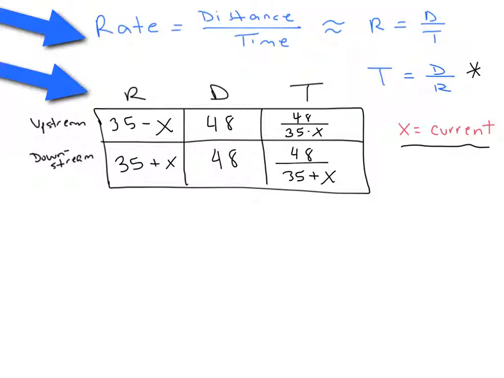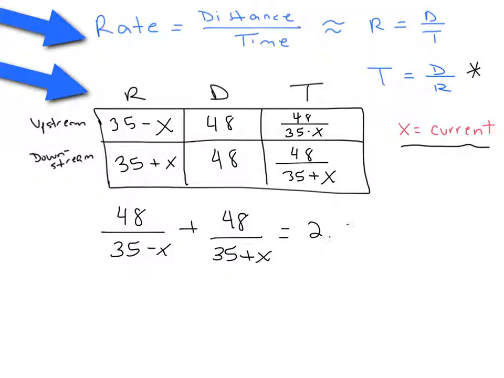Alright, now we'll go back to the problem because we need another piece of information for our equation. And it does say that he goes upstream and back in 2.8 hours. So if I add the times for the upstream and downstream, that should be 2.8. So we get 48 over 35 minus x plus 48 over 35 plus x is equal to 2.8. Now we have a fractional equation.